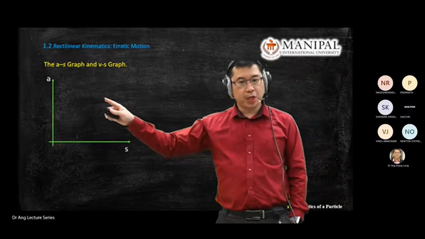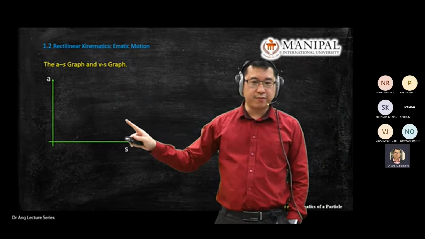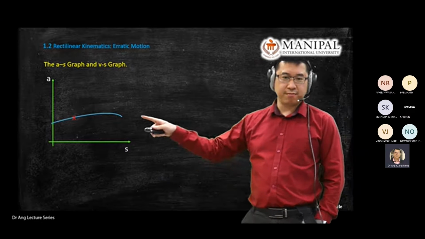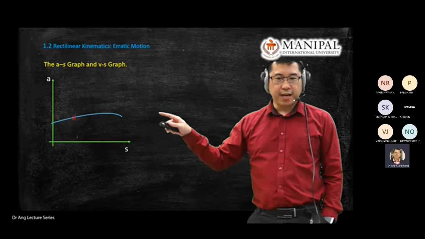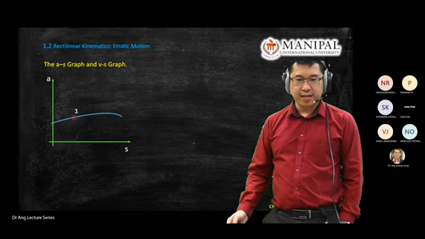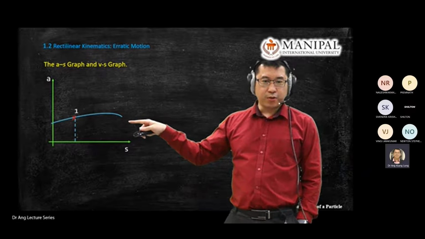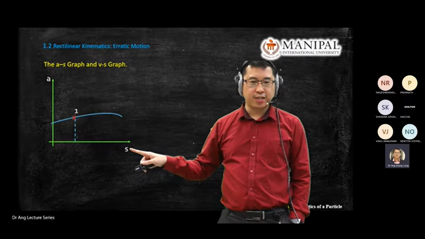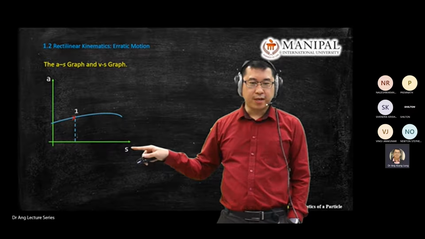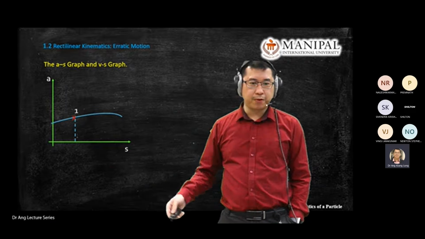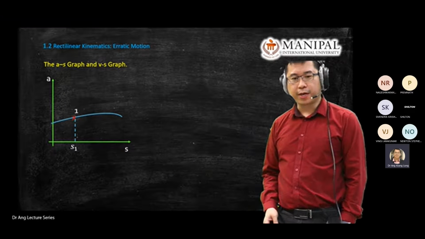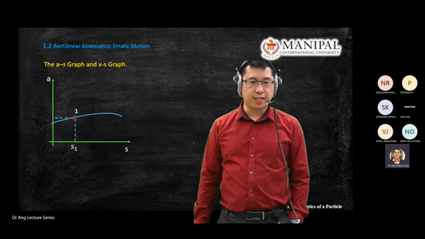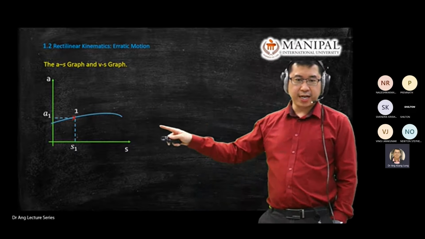So let's say you are given an acceleration versus position graph. Let's say you get this kind of graph, and at point 1, I label it as 1. Take note, at point 1, you extend down, you are touching position, I label as S sub 1. You extend to the y-axis, which is your acceleration, you get A sub 1.